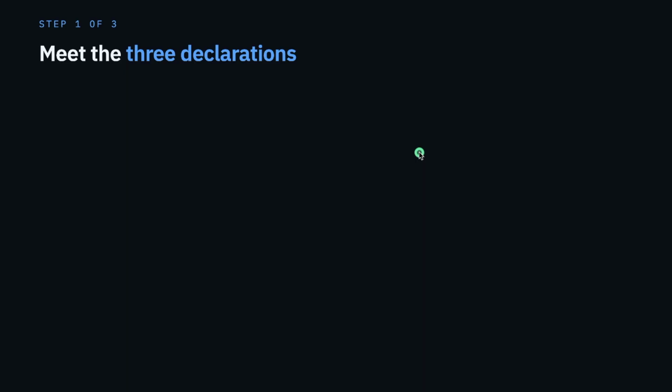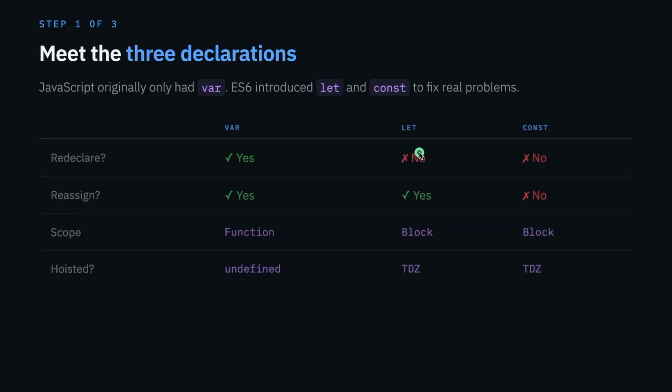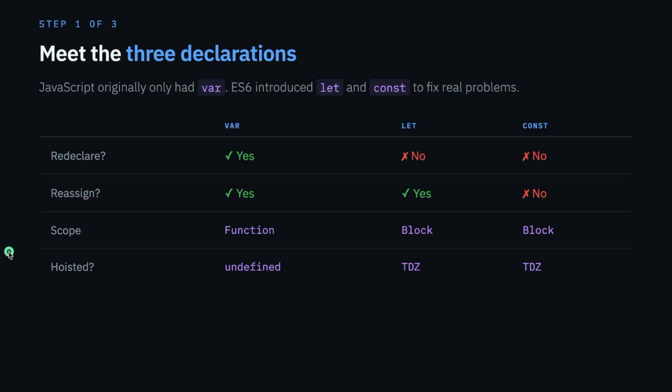Okay, let's try to get an overview of what are the differences between these three ways of declaring a variable. Initially, we only had one way of declaring a variable, and that was using var. But later in 2015, when we came across ES6, we introduced let and const as two other ways of declaring a variable. So now let's see what are the major differences between all these three. Scope and hoisting are two different concepts, and we will explain them later in the video. For now, let's focus on redeclaration and reassignment.